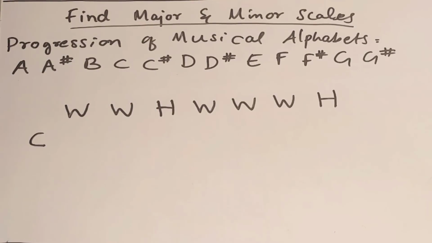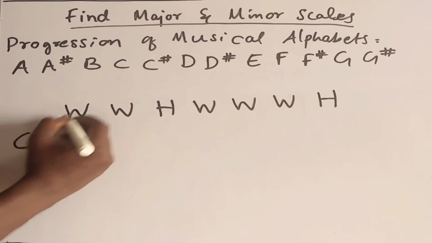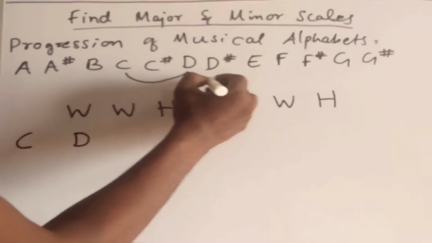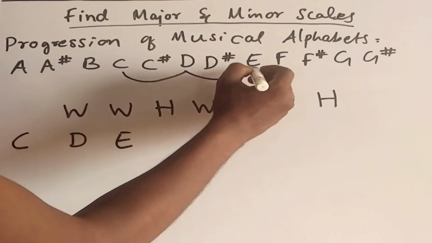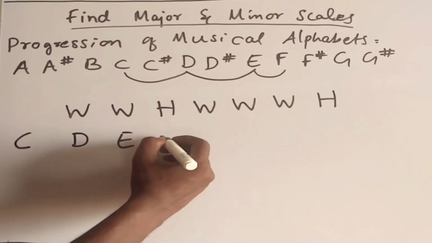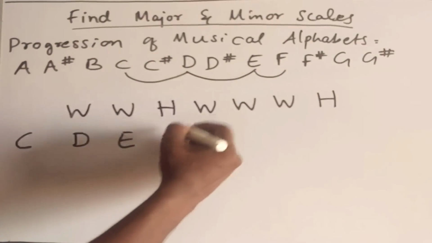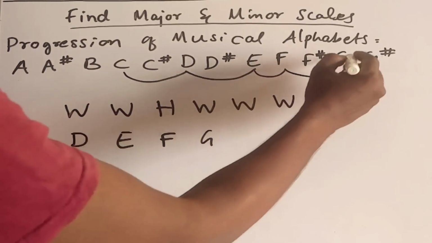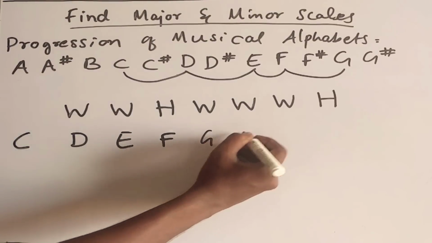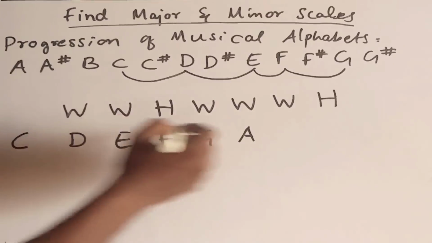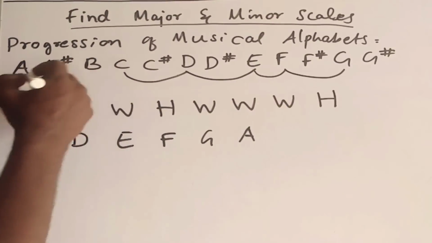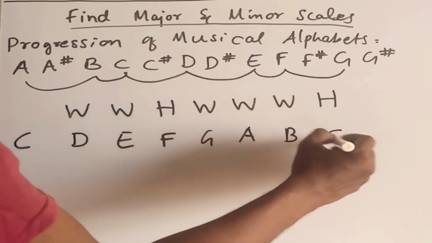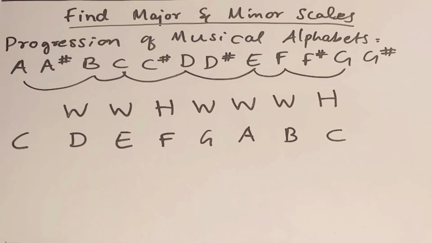Let's find C major scale. From C, a whole step is D. From D, the whole step is E. And from E, the half step is F. From F, the whole step is G. And from G, the whole step is A. From A, the whole step is B. And from B, the half step is C. And that is C major scale.